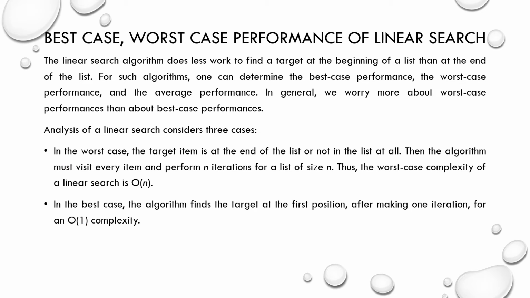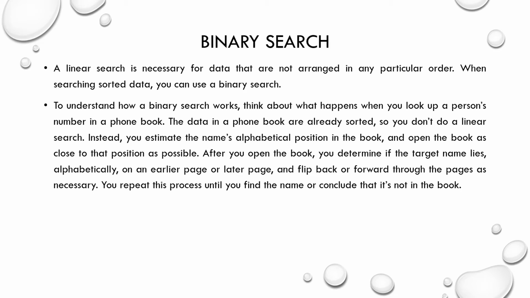In this way, we can understand how linear search is working. Now, coming to binary search. First of all, understand that binary search running time is lesser compared to linear search, but the main condition for binary search is that the elements should be arranged in ascending order. That is, the elements should be sorted in ascending order.